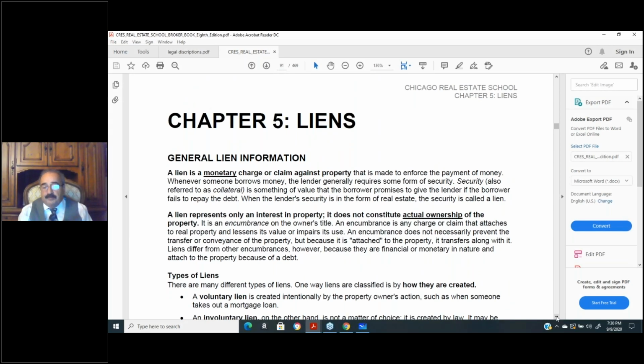Okay, now we're going to do chapter 5. Chapter 5 deals with liens. Now, if you see the word lien anywhere, anytime on any exam, we're talking about money, money borrowed or money owed.